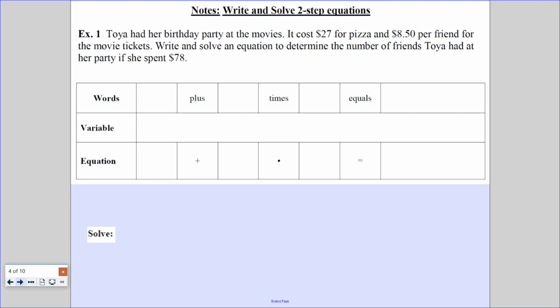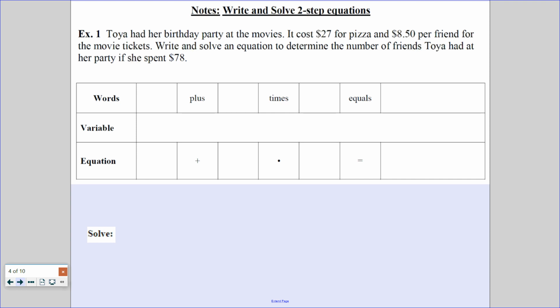In writing equations, you're given a story problem. Using the information, you're able to create a two-step equation from it. Toya had her birthday party at the movies. It cost $27 for pizza and $8.50 per friend for the movie ticket. So we don't know how many friends are going.